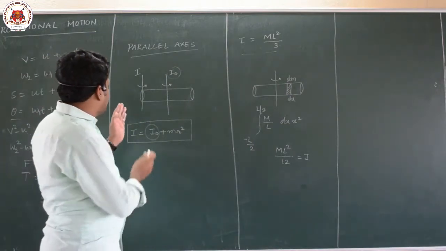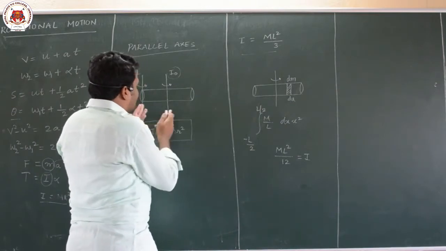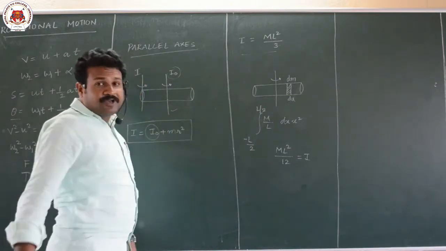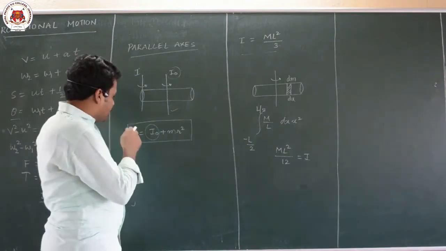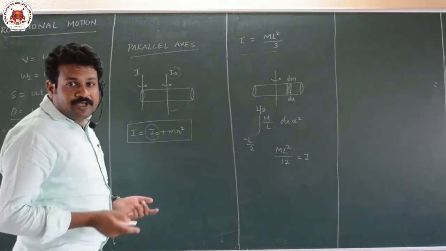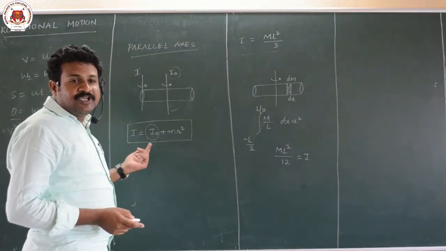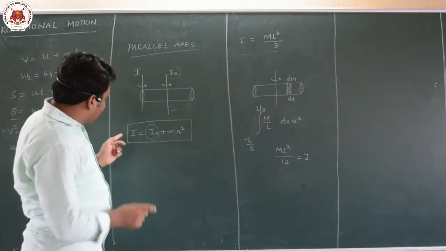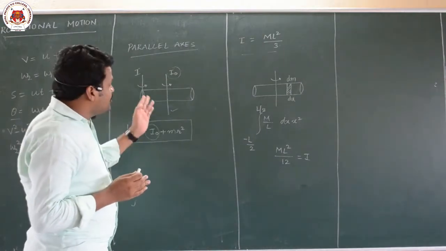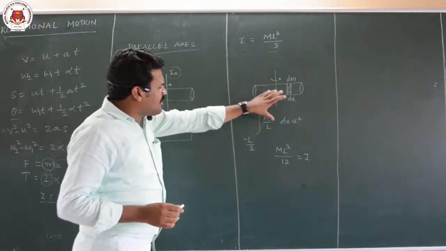Some students, what will they take? They will take this end as I naught and calculate I for the axis passing through the center of mass, and you will get the wrong answer. Thus, the definition is: if the moment of inertia of a regular body passing through its center of mass is known, then we can find the moment of inertia about a parallel axis by using the parallel axis theorem. Let us take this rod as an example.